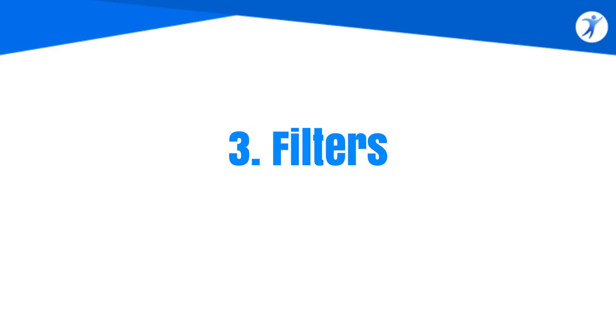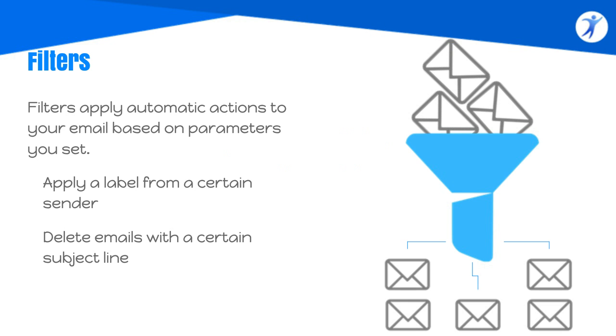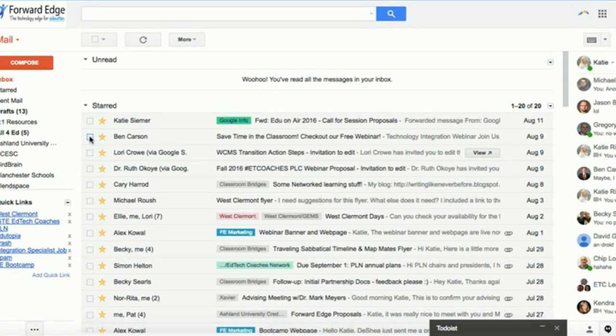And our last tip for Gmail actually goes hand in hand with labels, and that is using filters. Filters will apply automatic actions to emails based on the parameters that you set. So if you want to apply a label from a certain sender, or delete emails that have a certain subject line, those pesky emails that you've tried unsubscribing from three times but it just doesn't seem to ever take, you can actually set a filter to do that.